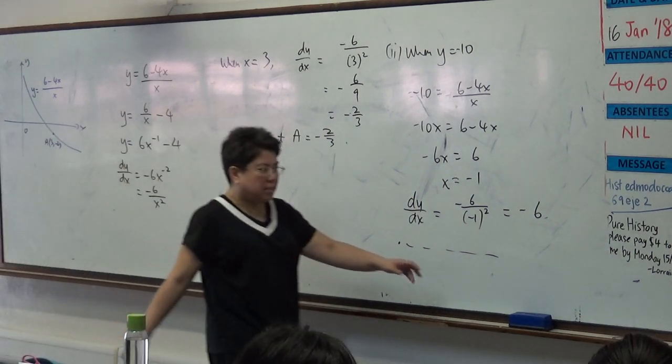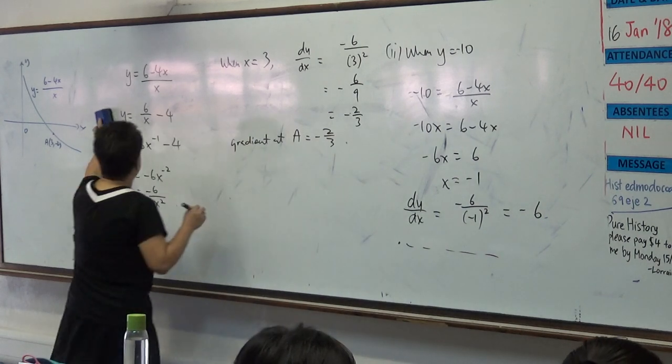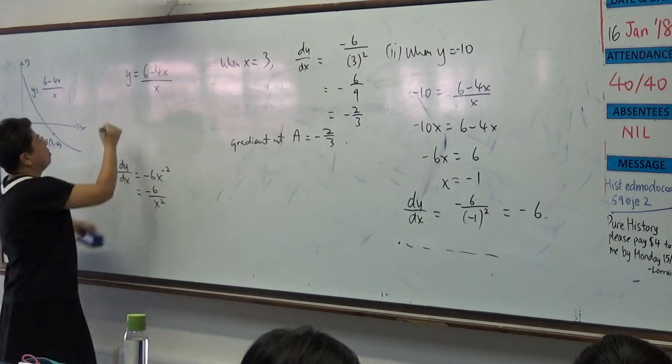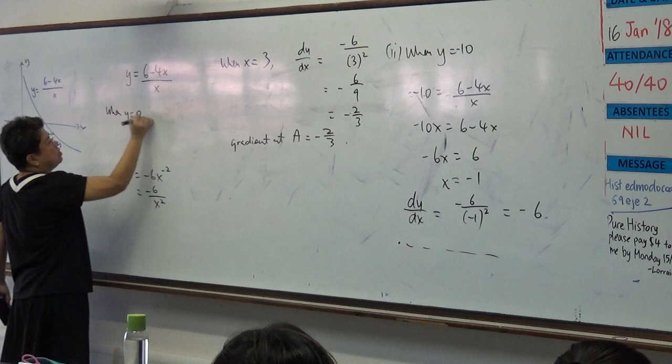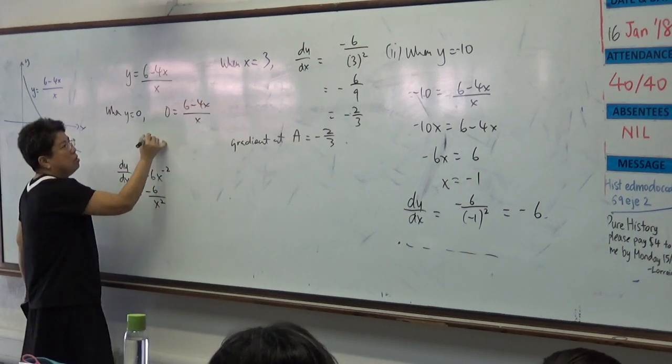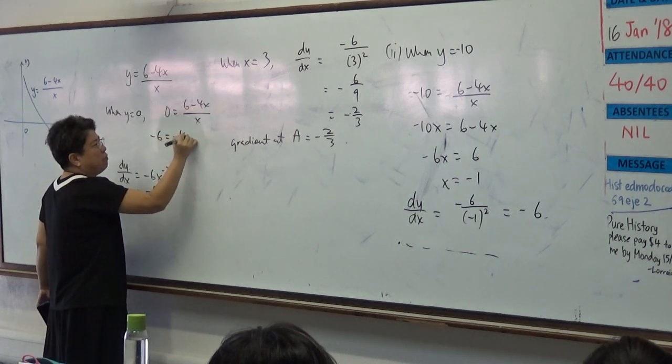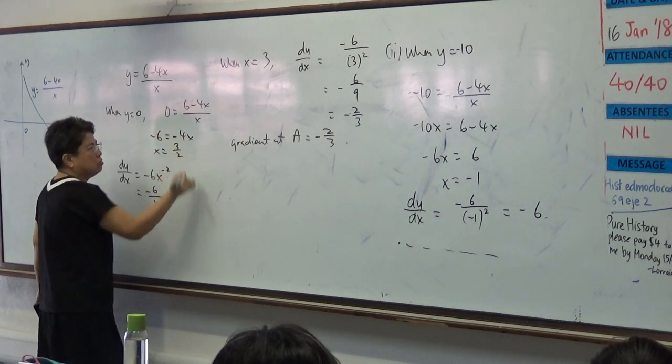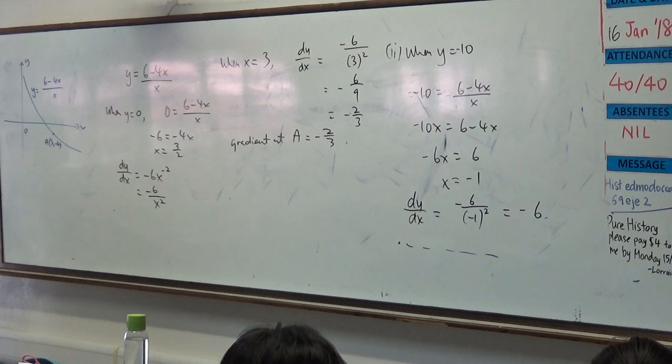So when y is 0, I'll have 0 equals 6 minus 4x over x, right? So negative 6 is equal to negative 4x. What's my x? 3 over 2, right? Is it correct? Yes. 3 over 2.